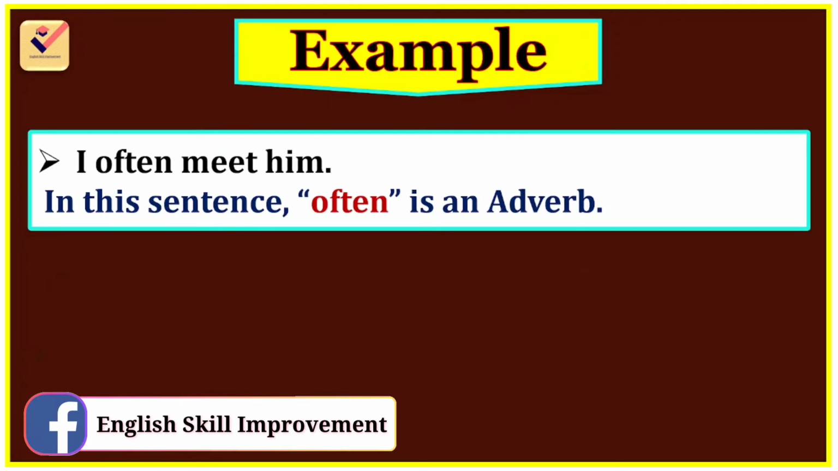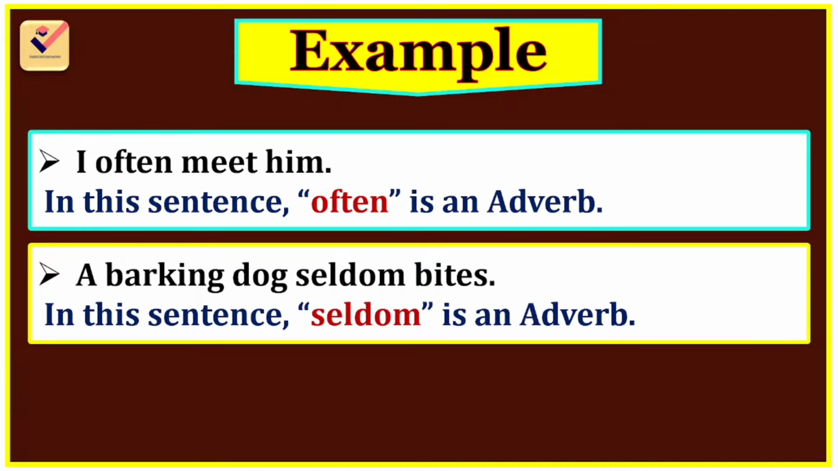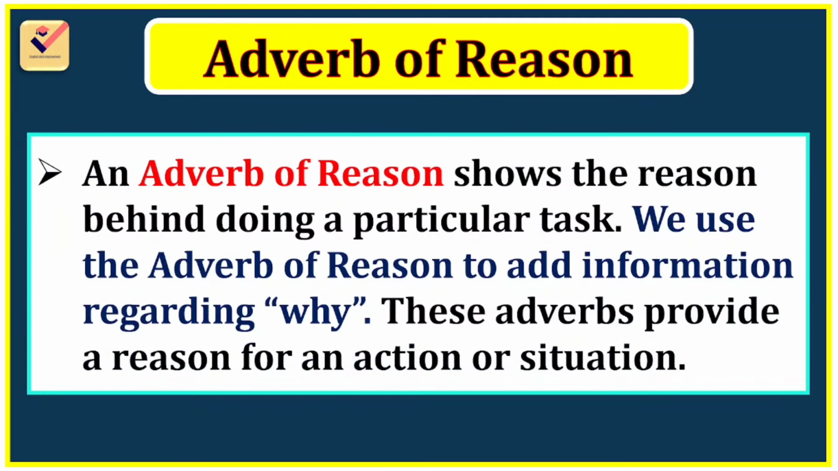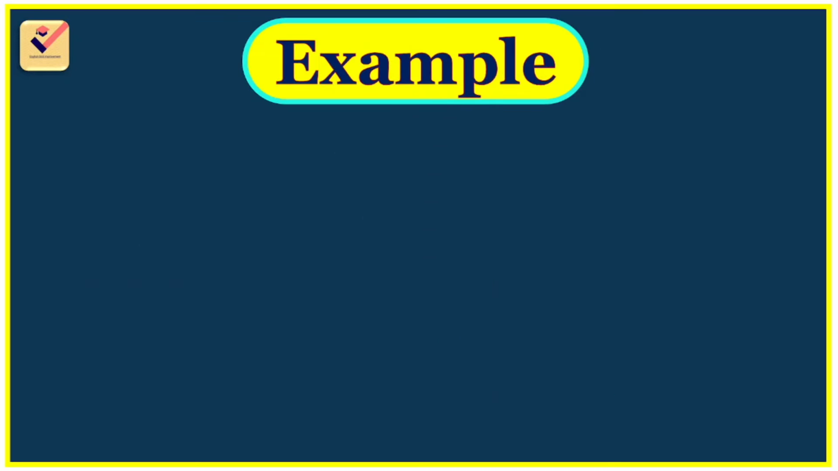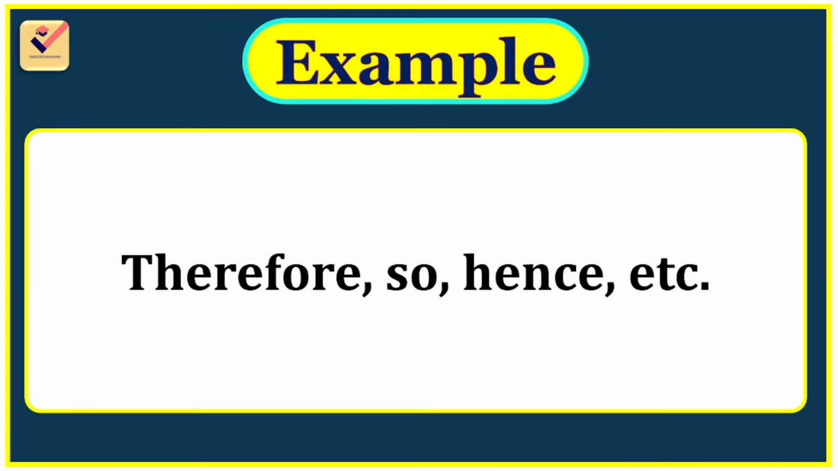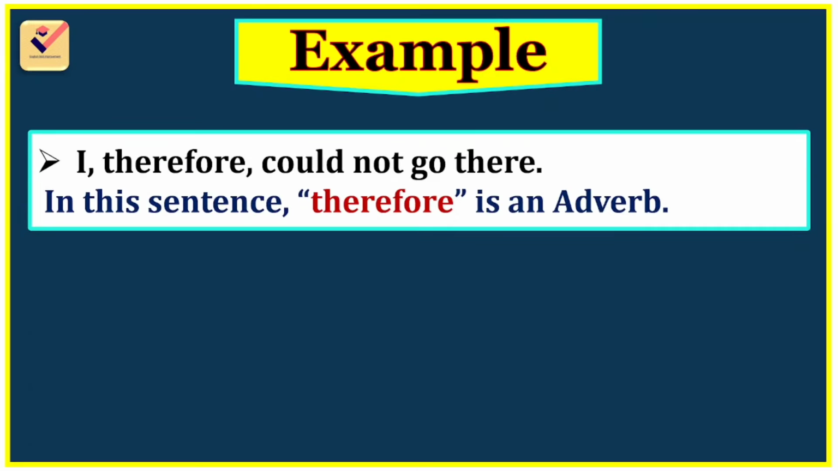I often meet him. In this sentence, often is an adverb. A barking dog seldom bites. In this sentence, seldom is an adverb. Adverb of reason. An adverb of reason shows the reason behind doing a particular task. We use the adverb of reason to add information regarding why. These adverbs provide a reason for an action or situation. Examples of adverb of reason: therefore, so, hence, etc. I therefore could not go there. In this sentence, therefore is an adverb.